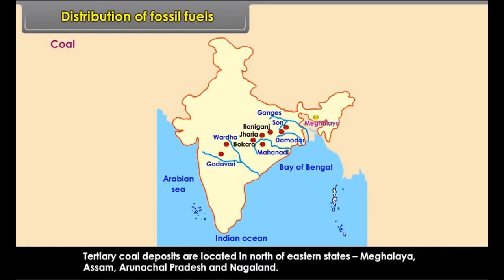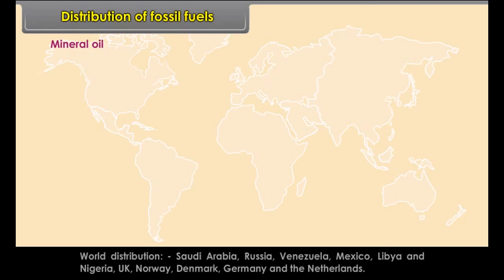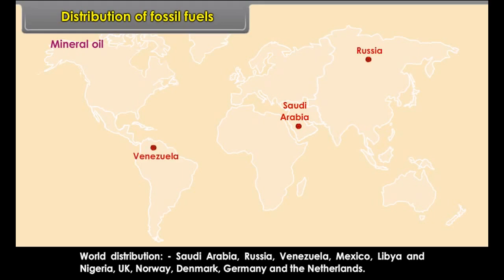Coal is of four types. They are anthracite, which contains more than 80% carbon. Bituminous contains 60 to 80% carbon. Lignite contains 50 to 60% of carbon contents. Peat contains less than 50% of carbon.